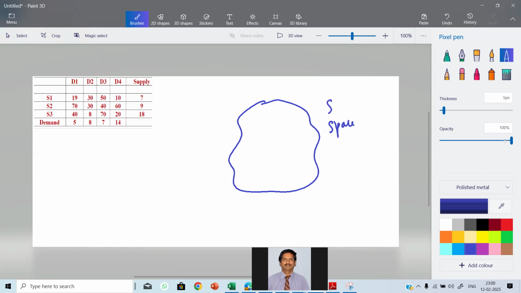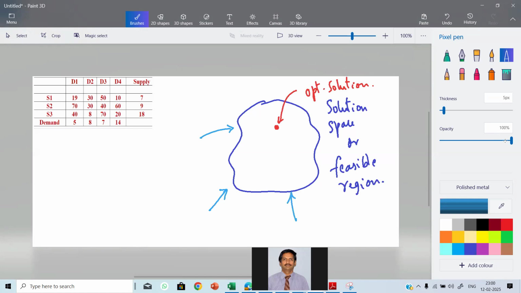Okay. This space generally we are calling the feasible region or solution space. Okay. I told you in the first unit, there will be some feasible region. Okay. In this feasible region, suppose there is an optimal solution at this point. So this one is the optimal solution, right? But directly I can't reach the optimal solution. So somewhere from the outer side, maybe I'm entering the solution space from this side, or this side, or this side, or from this side, like this, right?